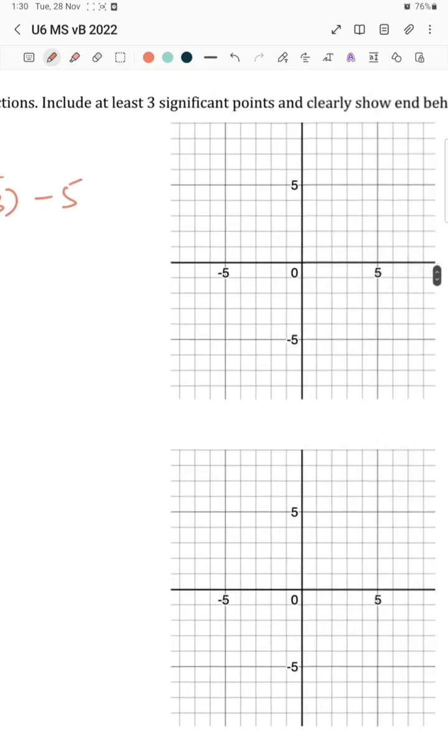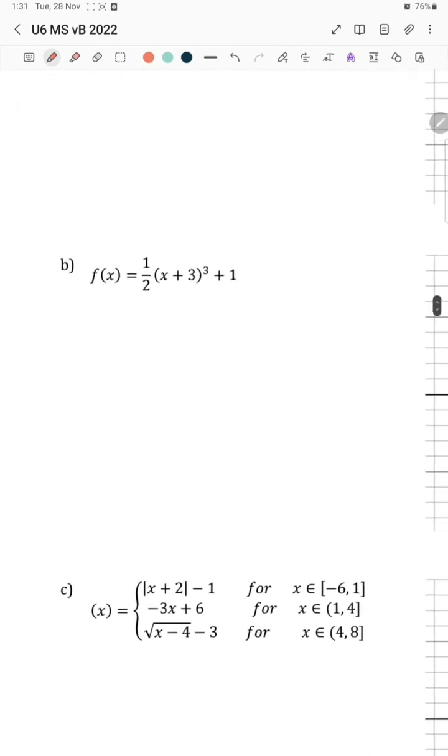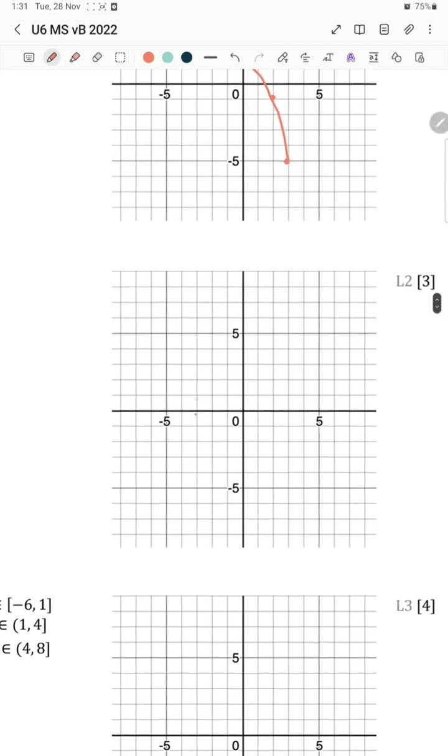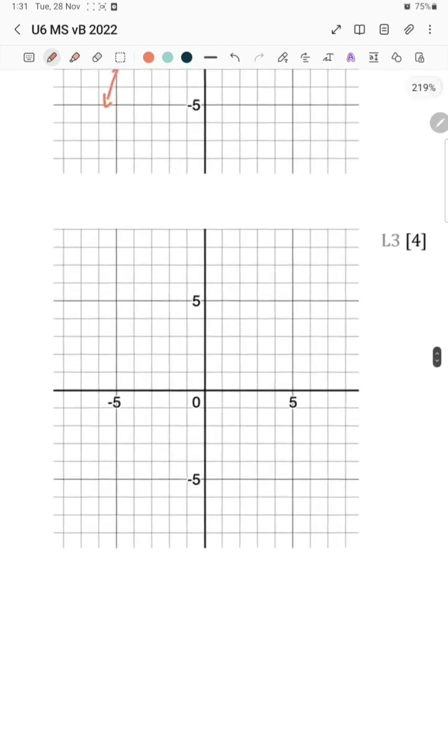Vertex is going to be 3, minus 5. Center is going to be 3, 1. So this is a function with multiple graphs.